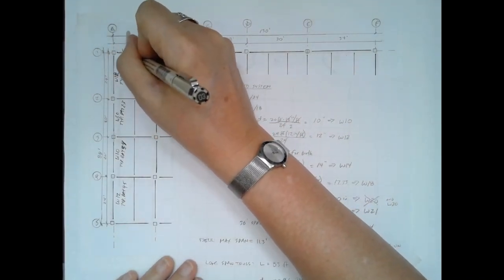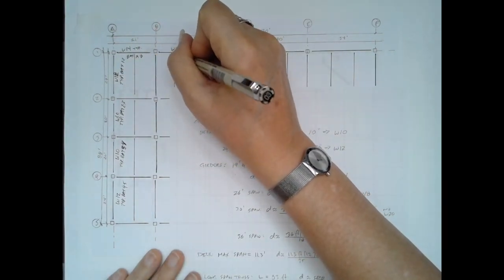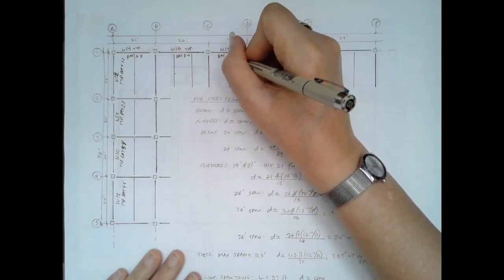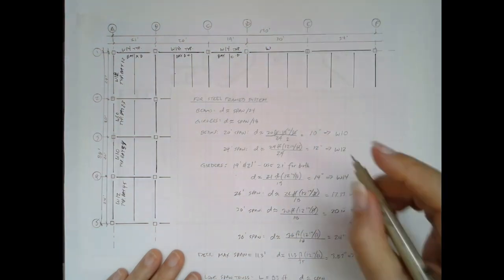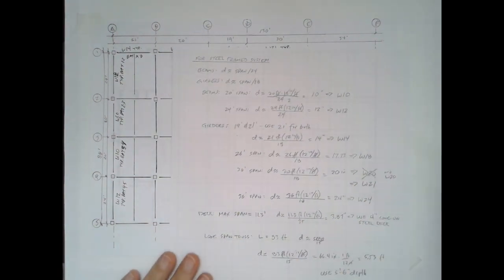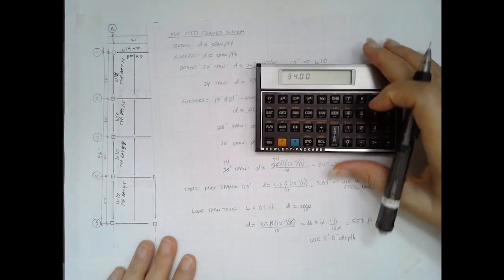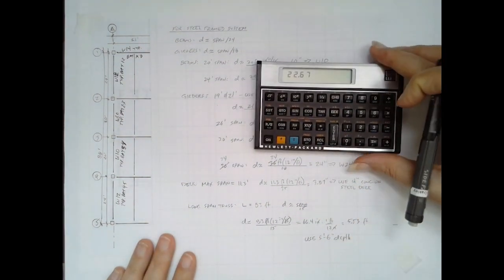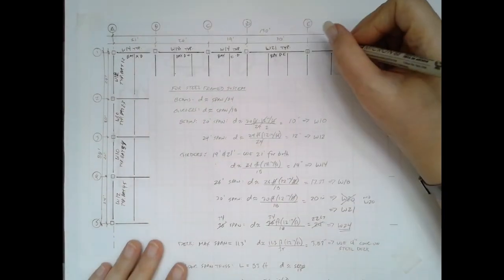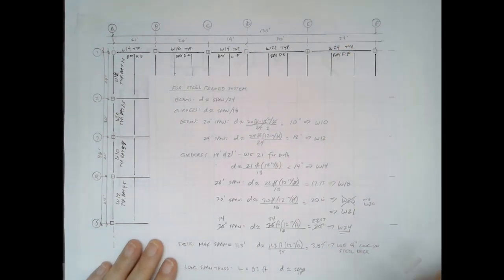And then between lines A and B, we have W14s. B and C, we have W18s. Between C and D, W14s again, same as A and B. And then the 30-foot span, W21s. And this is where I realized I made a mistake. That's actually 34. So if we calculate that, span over 18 comes out to 22.37. So I'm still going to go with the W24 there. And that's between lines E and F.